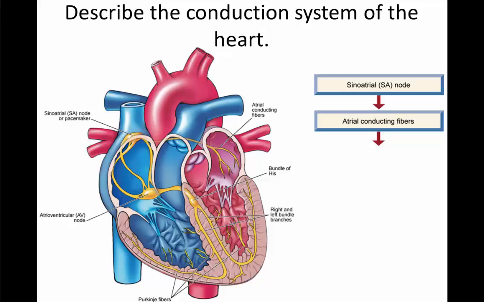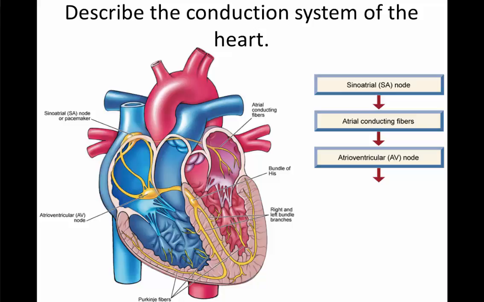Those atrial conducting fibers more or less function like neurons, as we saw in the nervous system. The signal moves from the SA node out through the atrial conducting fibers because those atrial conducting fibers undergo depolarization. That depolarization or conduction signal moves down the atrial conducting fibers, and some of them then connect to the atrioventricular node. The atrioventricular node gets its name because it is a node between the atrium and the ventricles. When it receives the signal from the atrial conducting fibers, it pauses that signal for a fraction of a second and then sends that signal along to the ventricles.